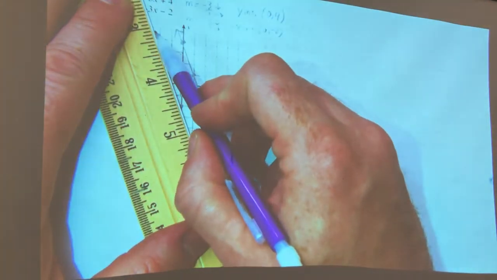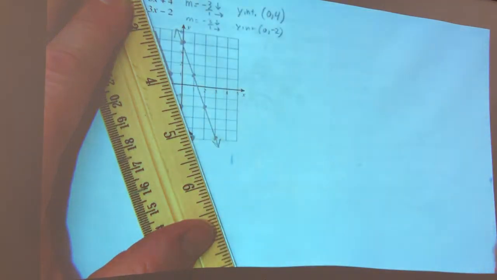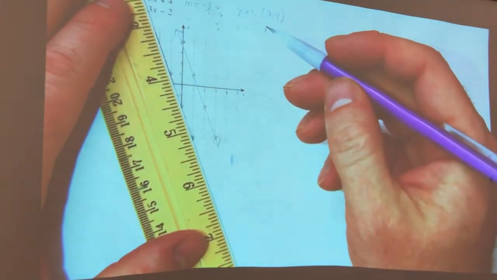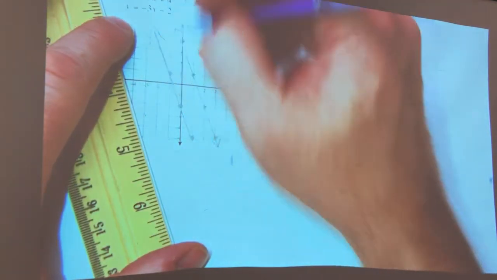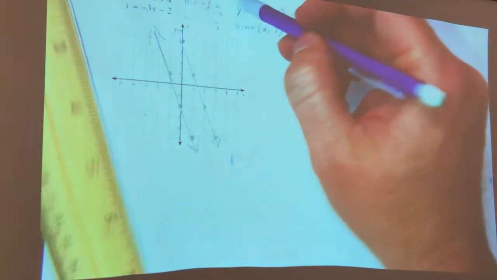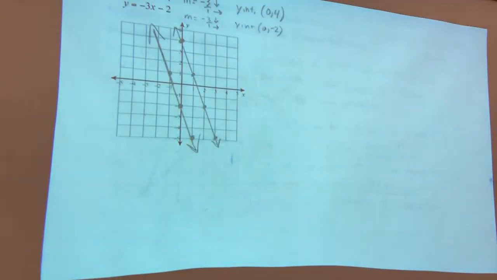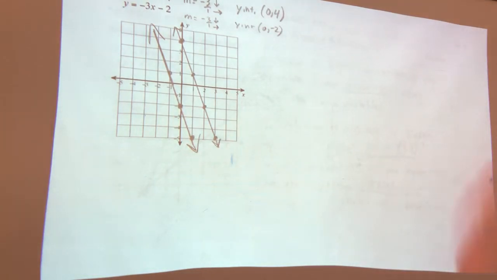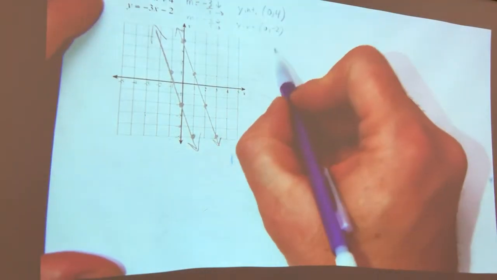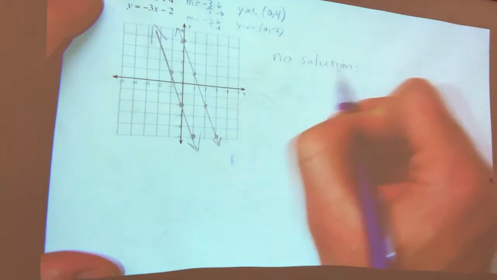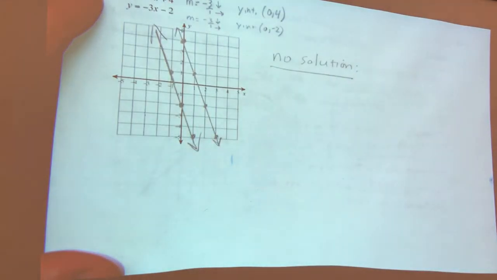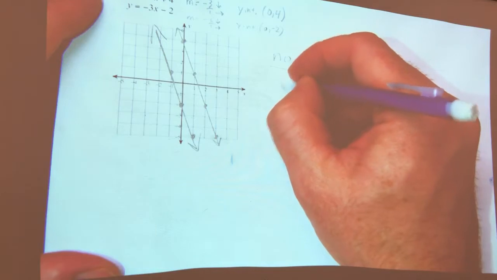And now what you may notice is that these lines are parallel. They both have the same slope, so they both move in the same direction. And so they will never cross. So even though they extend infinitely in both directions, they will never cross. So we call this no solution. So this system of equations has no solution. And that happens when the lines are parallel.